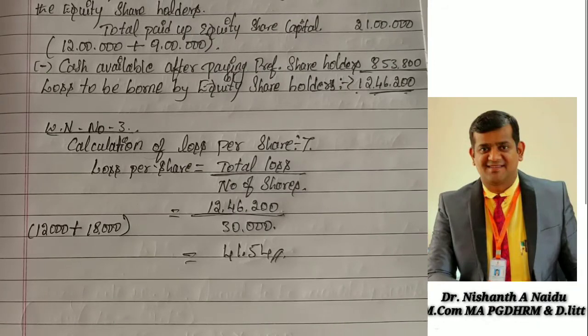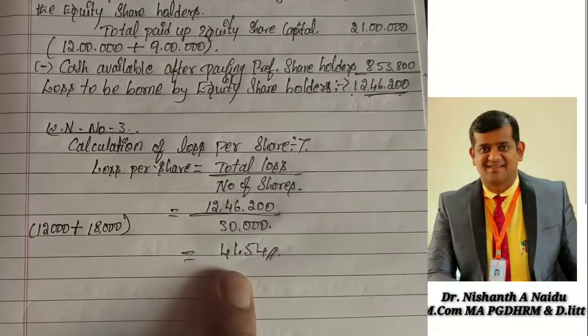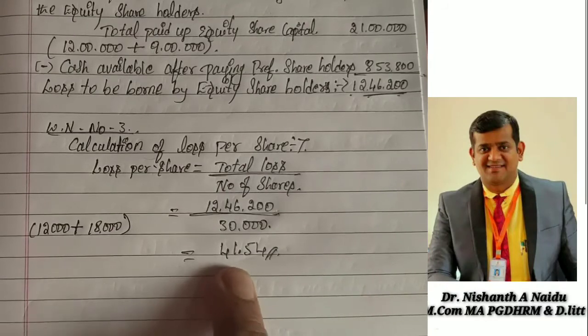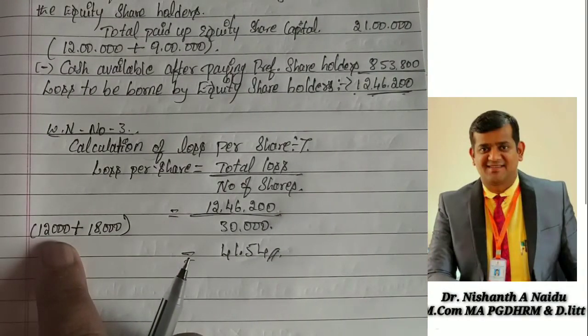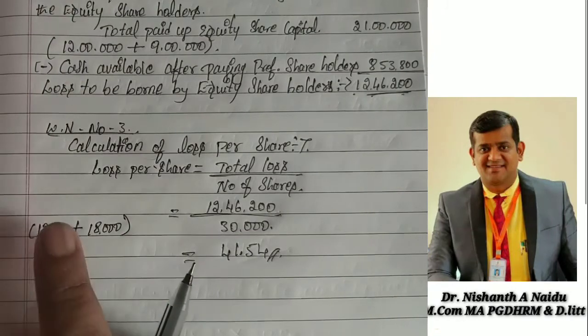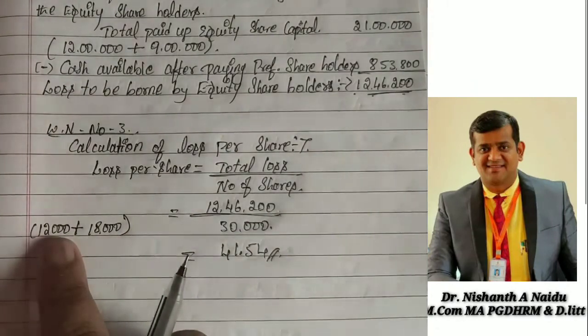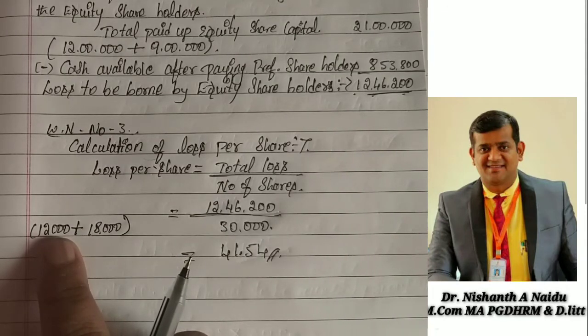Because both of them have paid more than 41 rupees 54 paise, because 12,000 shareholders have paid the complete 100 rupees. Correct, getting my point? If you check the balance sheet on the liability side, 12,000 equity shares of rupees 100 each. So 12,000 into 100, 12 lakh rupees. They have cleared all the 12 lakh.